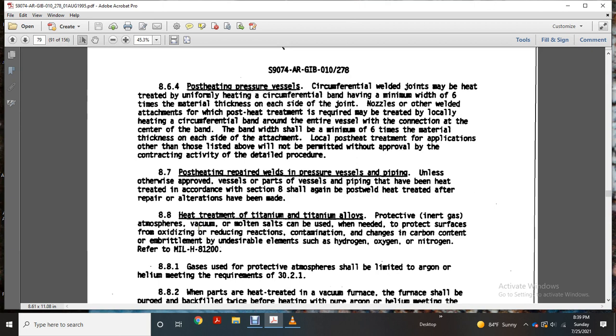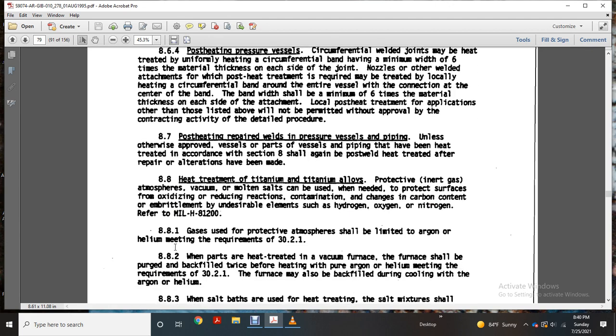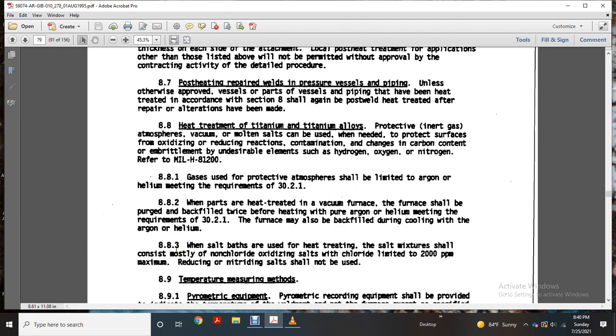8.8 Heat treatment of titanium and titanium alloys. Use an inert gas atmosphere, vacuum, or molten salt when needed to protect the surface from oxidizing or reducing reactions and contamination, including carbon content, embrittlement, and undesirable surface elements such as hydrogen, oxygen, and nitrogen, referred to in MIL-H-81200. Gases for the protective atmosphere should be limited to argon or helium meeting the requirement of 32.1. 8.8.2 When parts are heat treated in a vacuum furnace, the furnace shall be purged and backfilled twice before heating with argon or helium meeting the requirements of 32.1. The furnace may also be backfilled during cooling with argon or helium.